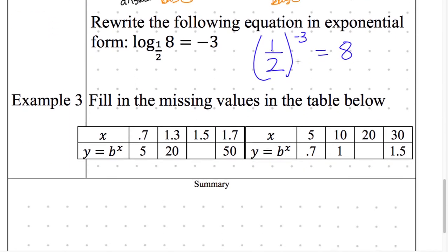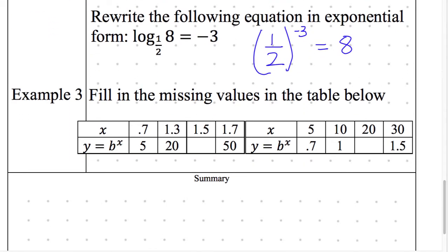And then finally, example number 3. Fill in the missing values for the table below. So note, Mr. Sindel made a mistake. This is what I was working on when you guys were doing the warm-up, was getting these two tables done. Can we please change this function right here? Scribble this out. This should be y is equal to log base b of x. So that means that these two should be inverses of each other.